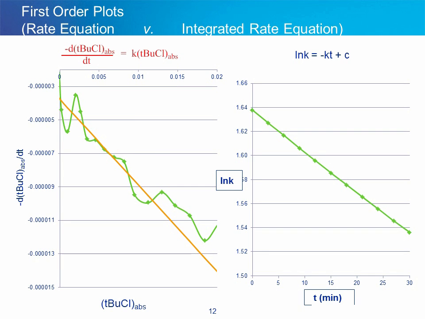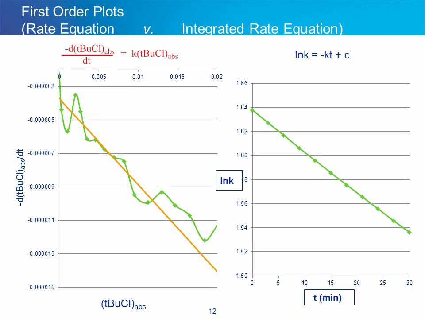Now I would like to discuss the data processing that students perform. There's actually two ways that they can process the data to get rate constants out of this particular reaction. First of all, we're going to assume, or have them assume, that the reaction is first order with respect to tertiary butyl chloride. Then, there's two ways to process the data.